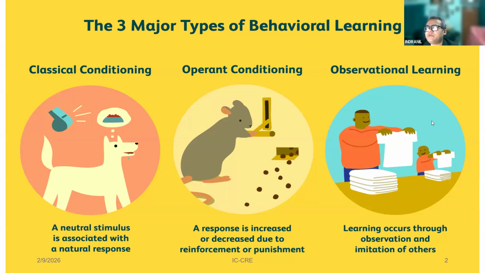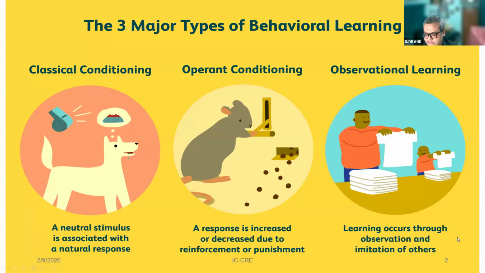etc. And observational learning is given by Bandura, and then there are a lot of other theorists like Guthrie and Hall. They have given observational learning, meaning learning occurs through observation and imitation of others. So it is basically learning through experience.